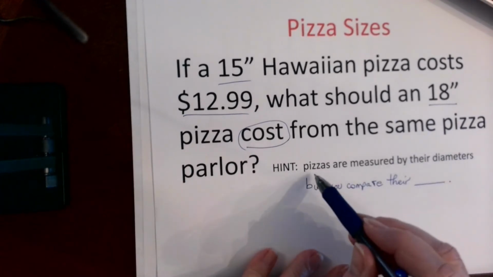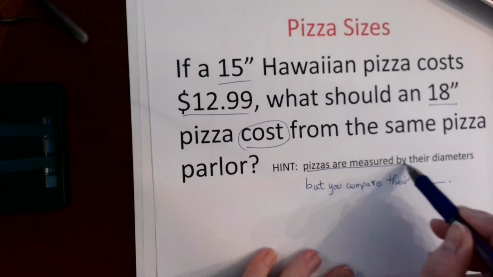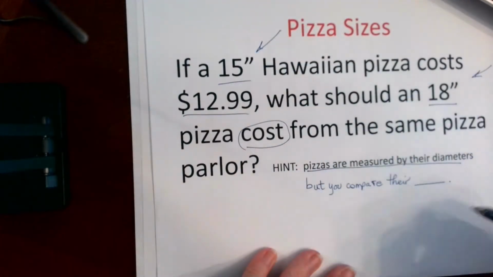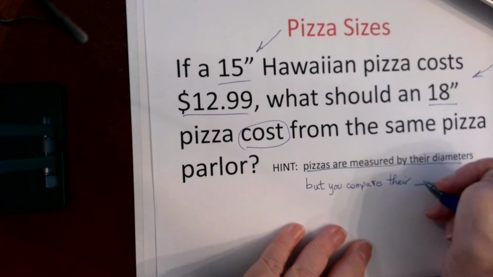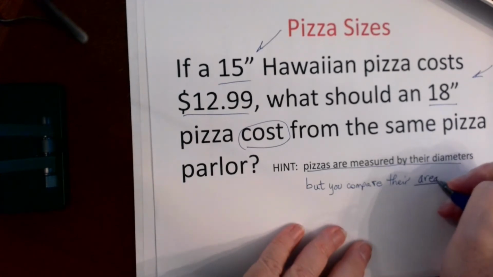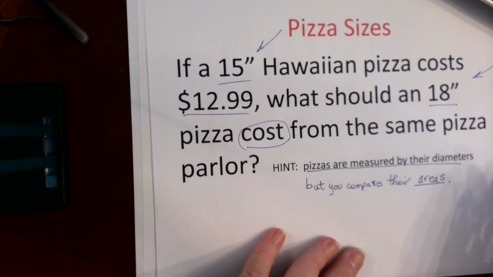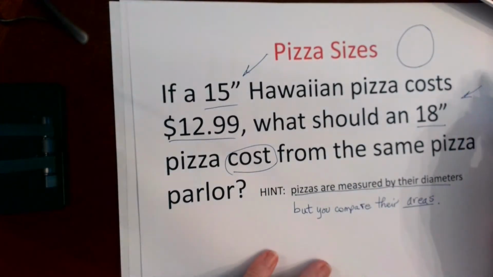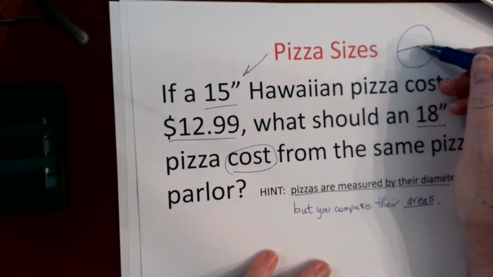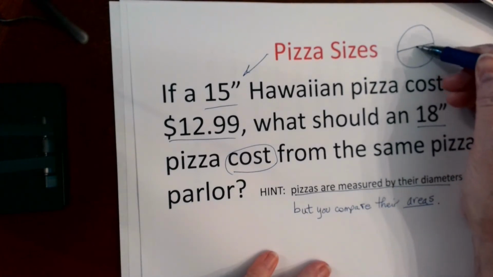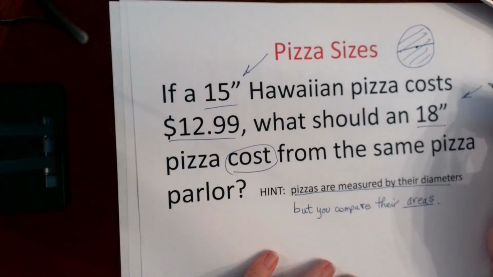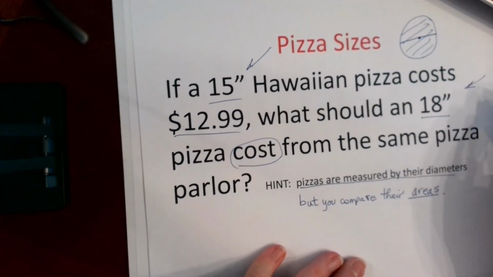Here's 2 things to remember. Pizzas are measured by their diameter. So that's a diameter and that's a diameter. But you must compare their areas when you talk about cost, because you're talking about the cost of the entire pizza, not just a segment through the pizza, which is the diameter. You're talking about the entire pizza being purchased. So we need to find area of the pizzas.